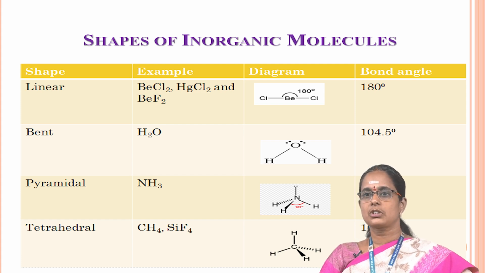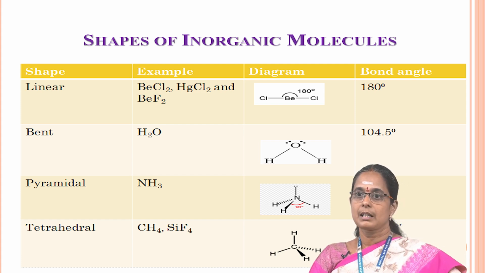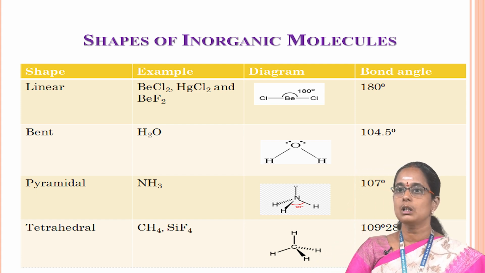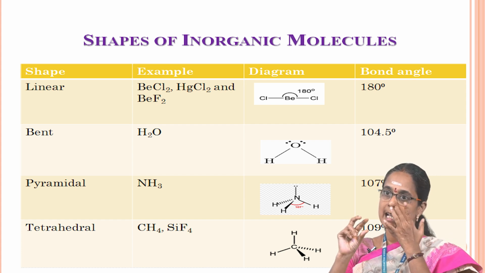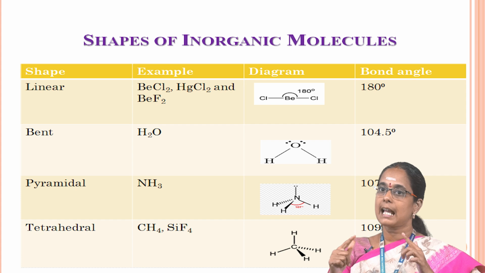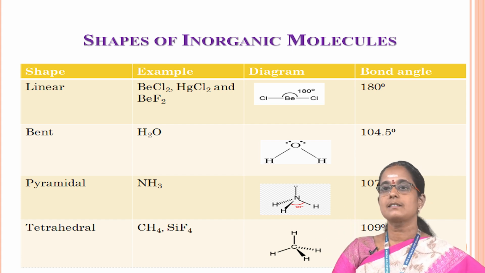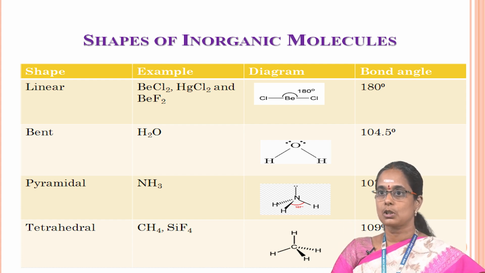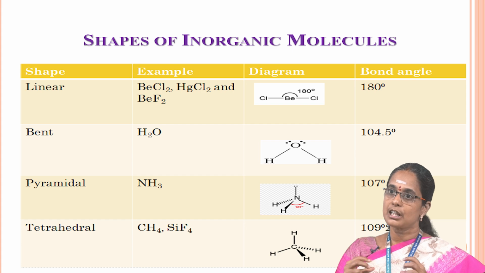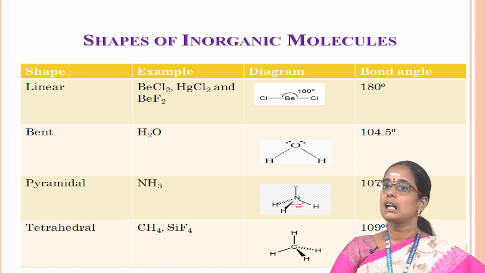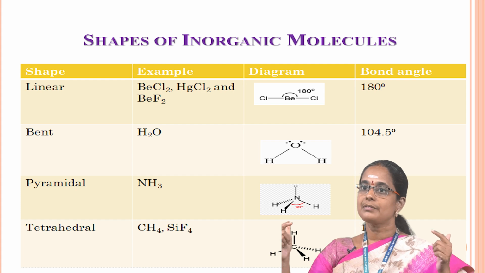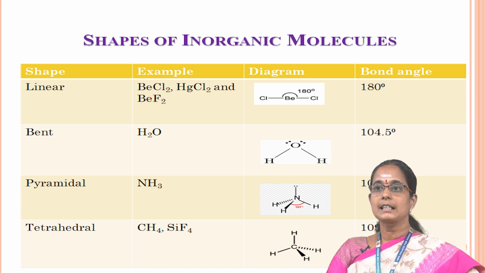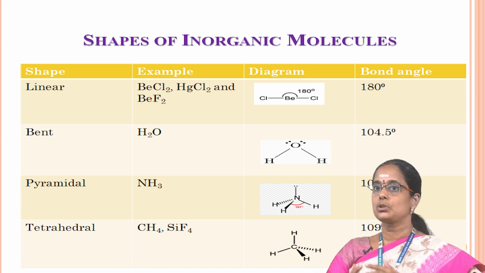The second shape is the bent structure. An example of the bent structure is the water molecule. In a water molecule, the oxygen atom is the central atom. It has two bonding electron pairs and two lone pairs of electrons. The electrostatic repulsion between them leads to a tetrahedral arrangement. The bonds of the oxygen atom will be directed to two corners of the tetrahedron and the lone pairs towards the other two.